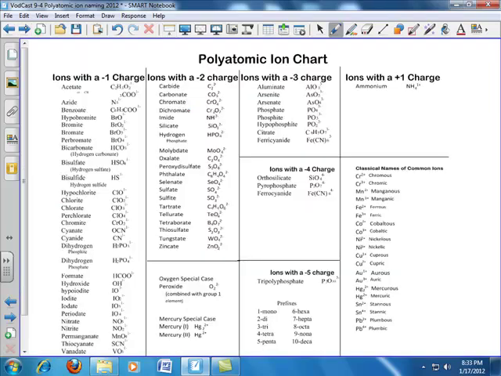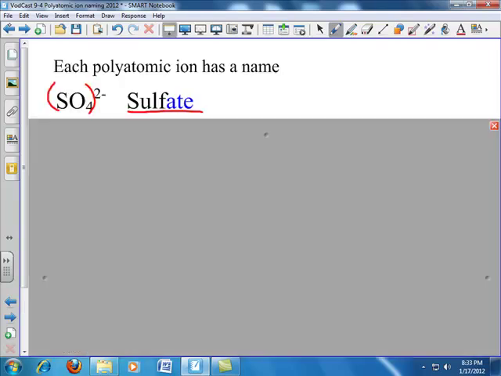Well, you have a sheet, and you probably can't read this very well, but it's called the polyatomic ion chart. I'd like you to dig that out right now. It should be one of the first pages in your packet, and it has the names of all the polyatomic ions on it. You do not have to memorize this. You get to use it on the test, but you do need to learn how to use it. So this SO4 is sulfate.